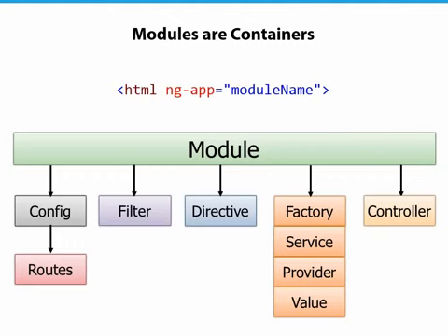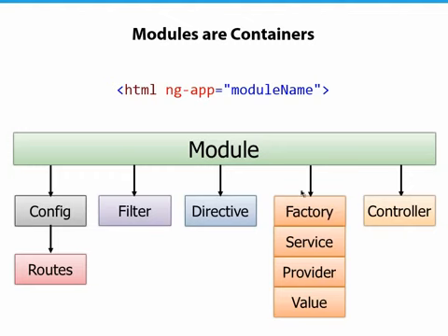So there is a module object, and I'll show you how to create that. You literally just say angular.module. And off of the module, you can configure the routes, create custom filters, custom directives. You can get data from different sources using factories, services, providers, or values. And then you can even create controllers using the module. So you can think of a module as really just an object container. And in that container, you can have all these different things that you see here.